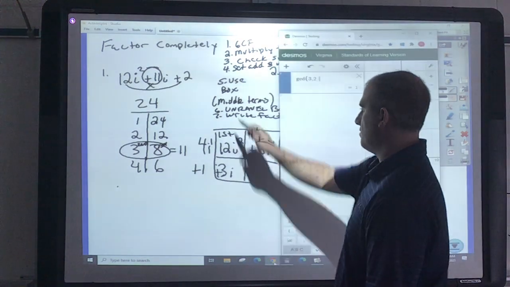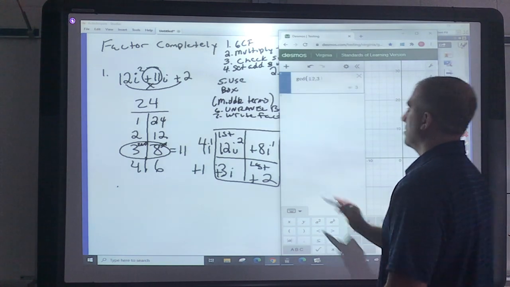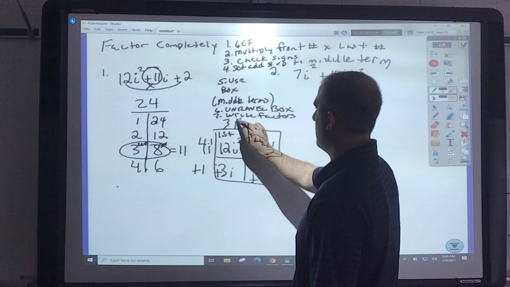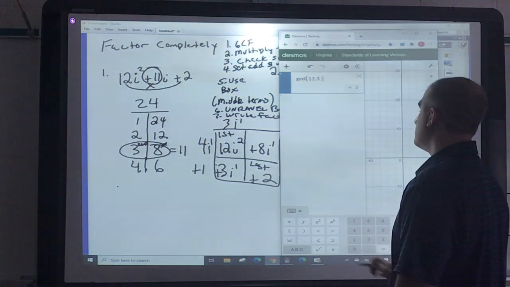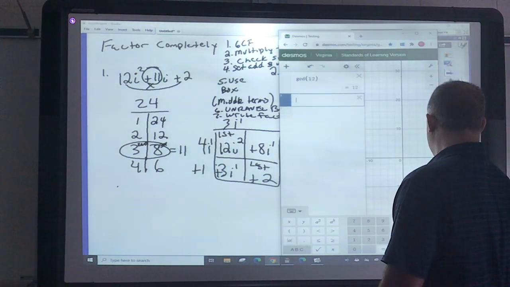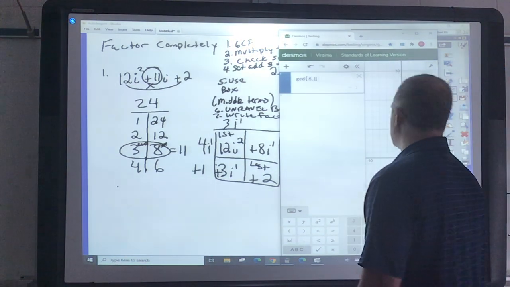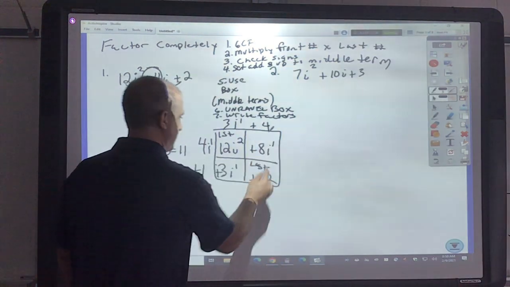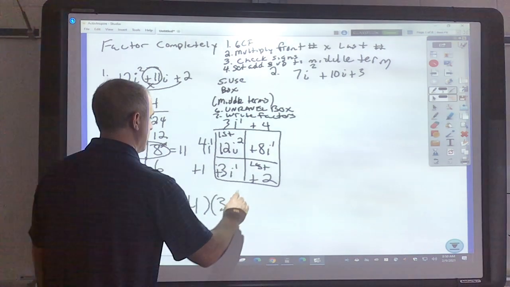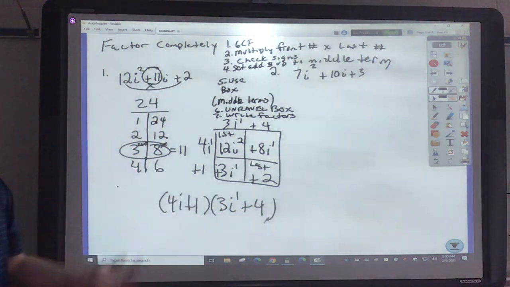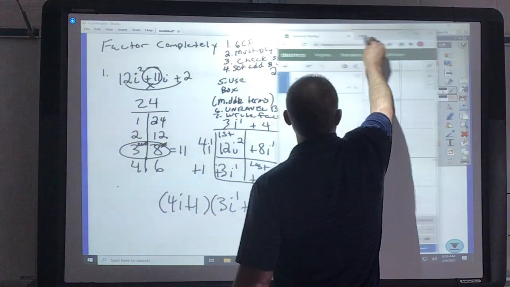Now I would do this way, 12 and 3, that's going to be 3. They both have an i, and i to the first is the smaller one. And then the last one, 8 and 12, is 4. Since this has an i and this doesn't, that's how they're left. So I have 4i plus 1, 3i plus 1. Once again, if you're good at doing the multiplication to figure it out, go ahead and do that.